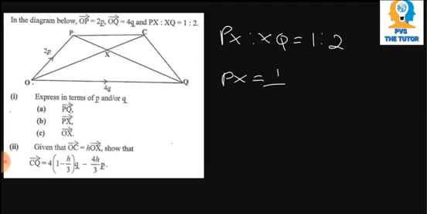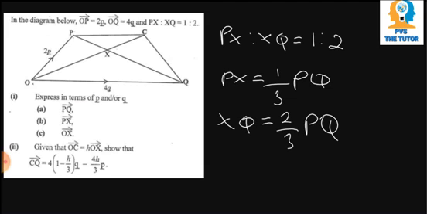So before we go any further, we need to simplify the ratio PX to XQ, which is in the ratio of 1 to 2. We need to simplify it first. But how do we do that? We know that PX is equal to 1 over the total ratio, which is 3, of line PQ. And XQ is equal to 2 over 3 of line PQ.